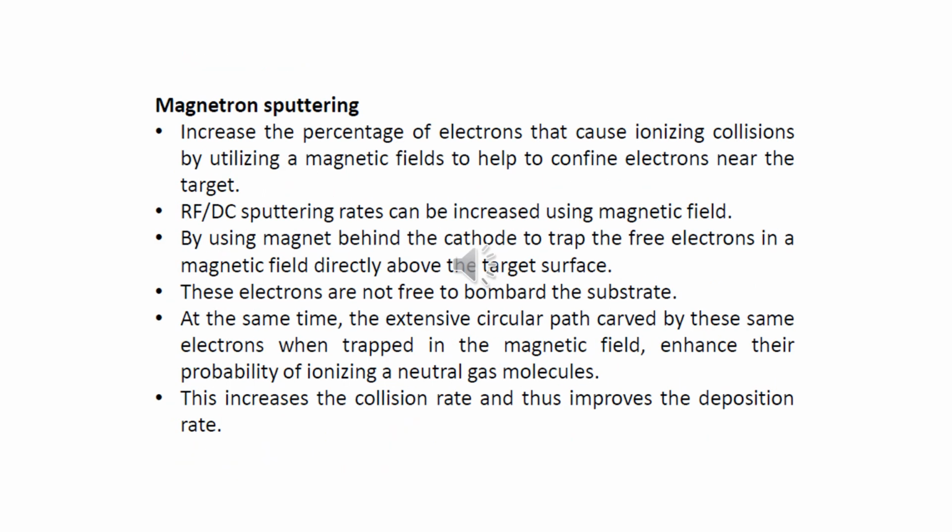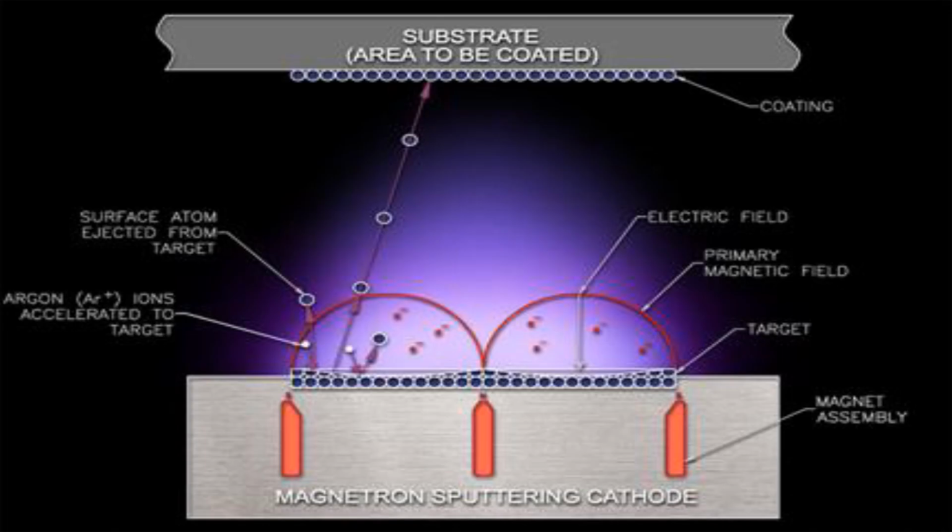In magnetron sputtering, the percentage of electrons that cause ionization collisions is increased by utilizing a magnetic field to help confine the electrons near the target. RF and DC sputtering rates can be increased using a magnetic field, by using magnets behind the cathode to trap the free electrons in a magnetic field directly above the target surface. These electrons are not free to bombard the substrate. At the same time, the extensive circular path curved by the same electrons when trapped in the magnetic field enhances their probability of ionizing neutral gas molecules. This increases the collision rate and thus improves the deposition rate.